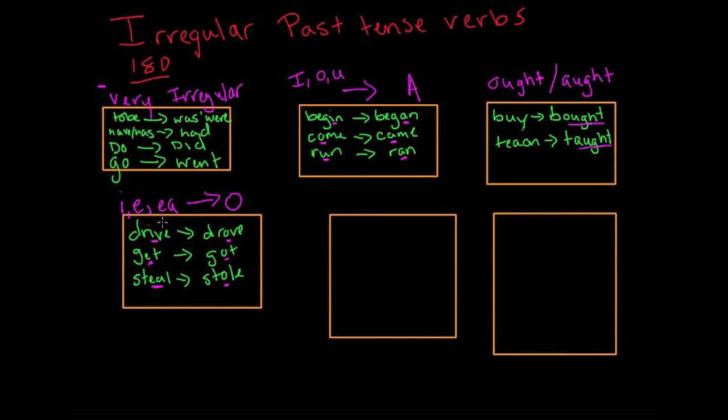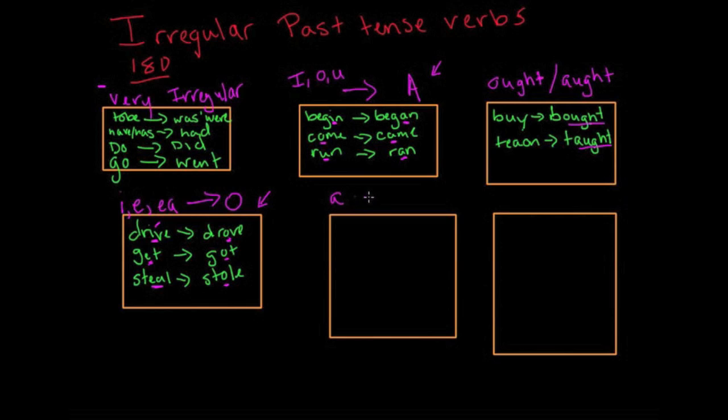You may ask the question, well, how do I know if the I here changes to an O like in this box, or changes to an A, like in this box. Well, it's a different sound. Listen to the I in this one. Begin, it's what we call a short I, changes to began. Listen to the I in this one. Drive, which we call a long I, changes to O, drove. That's the pattern there.